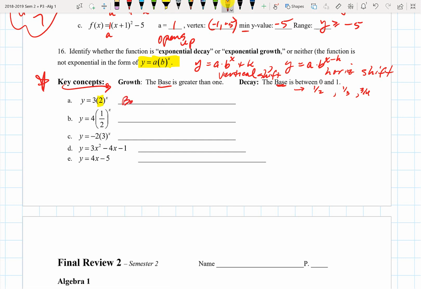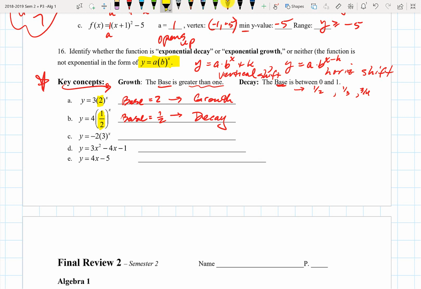The base is 2, so that tells me it's a growth function. Why? Because it's greater than 1. 2 is obviously greater than 1. Next function, the base is 1/2. That tells me you have a decay function, because the base is between 0 and 1. 1/2 is between 0 and 1.